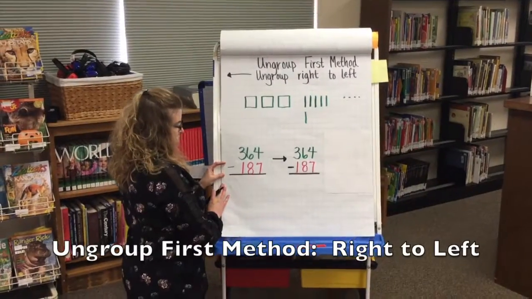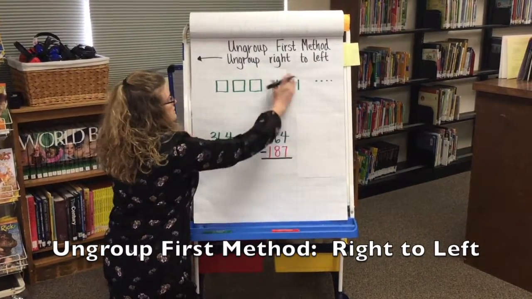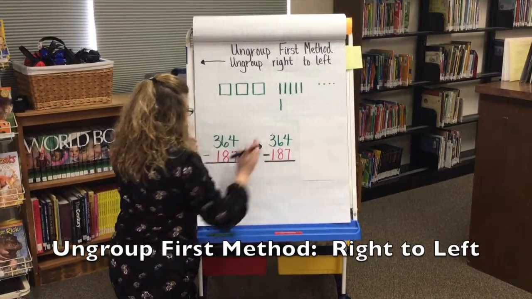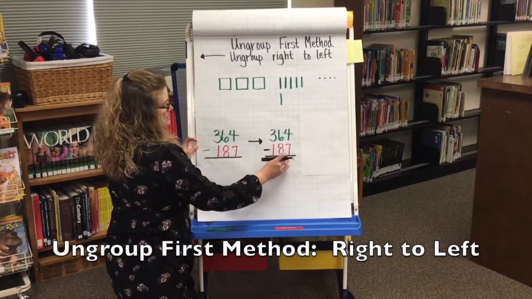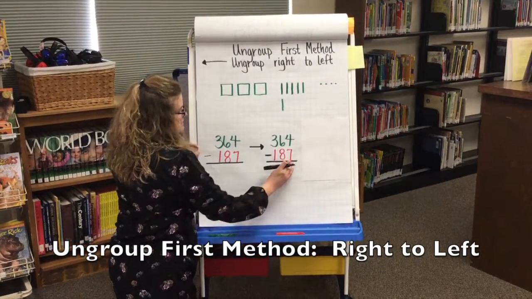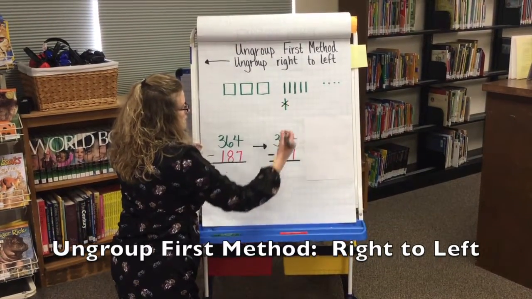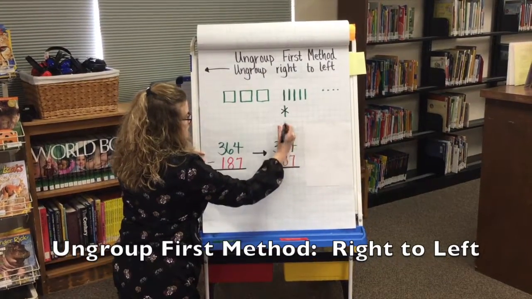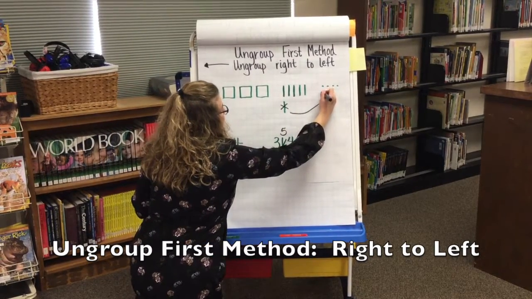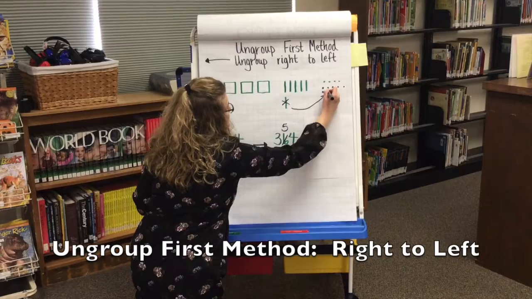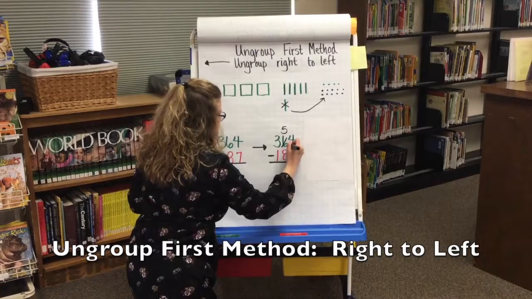Take 187 away from 364. I've made my proof picture of 300, 6 tens, and 4 ones. I'm then going to start at the ones, and I'm going to look to see if I have enough ones to take 7 away. I do not, so I'm going to ungroup a 10. I now have 5 tens, and I've added the 10 new ones over to the ones, and I now have 14 ones.